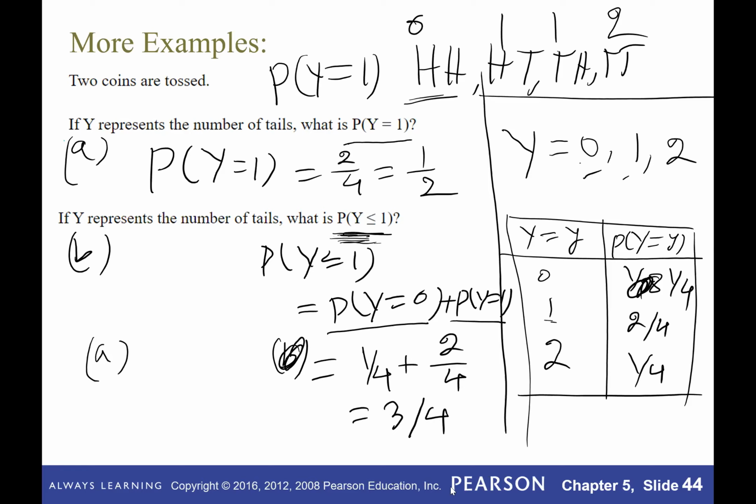Yes, part B is 3 over 4. That's correct. Is it clear now?